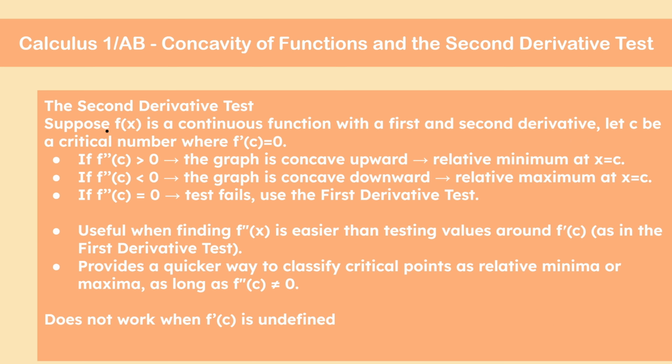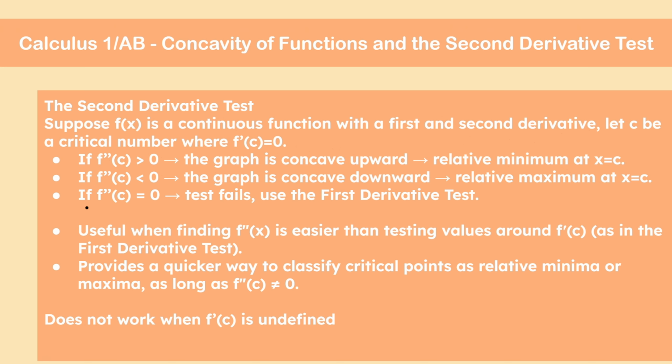Okay, so now let's talk about the second derivative test. Suppose that f of x is a continuous function for the first and second derivative. Let c be a critical number where f prime of c is equal to 0. If the second derivative at c is greater than 0, then the graph is concave upward, and there's a relative minimum at x equals c. If the second derivative at c is less than 0, then the graph is concave downward, and there's a relative maximum at x equals c.